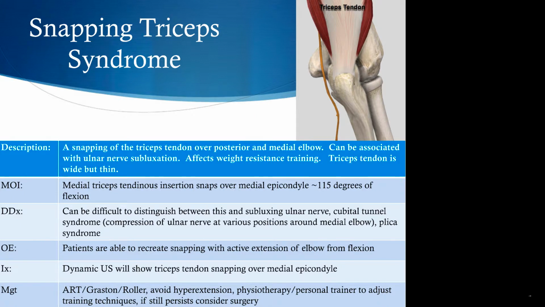Management is typically conservative with physiotherapy or chiropractic treatment, looking at ART, Graston, rolling the triceps, avoiding hyperextension of the elbow, and then physiotherapy or a personal trainer to adjust some training techniques. And if it's still persisting, considering surgical referral.